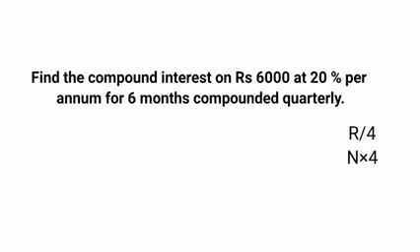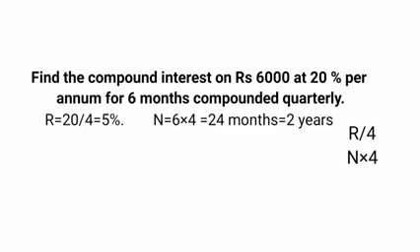Here the interest is calculated 4 times in a year. That is the reason why we are dividing or multiplying with 4. In this question, the rate of interest is 20. So, the new rate of interest is obtained by dividing it by 4. So, 20 by 4 you will get it as 5%. To calculate the number of years, multiply the number of years given in the question with 4. Here in the question it is given as 6 months.